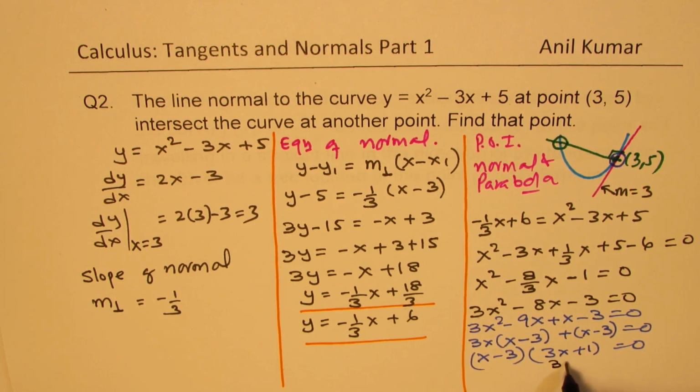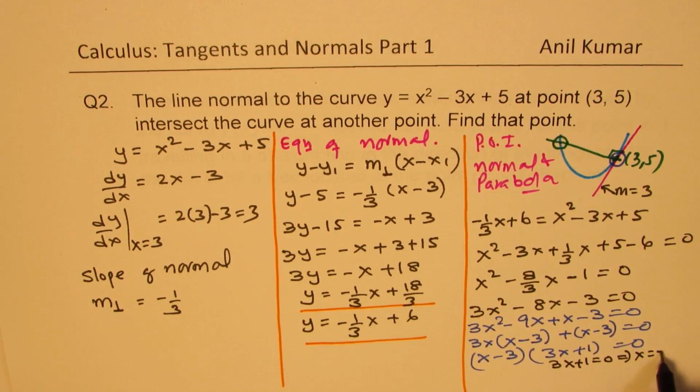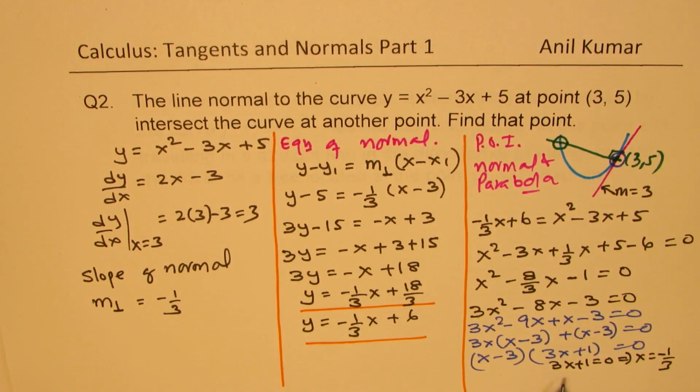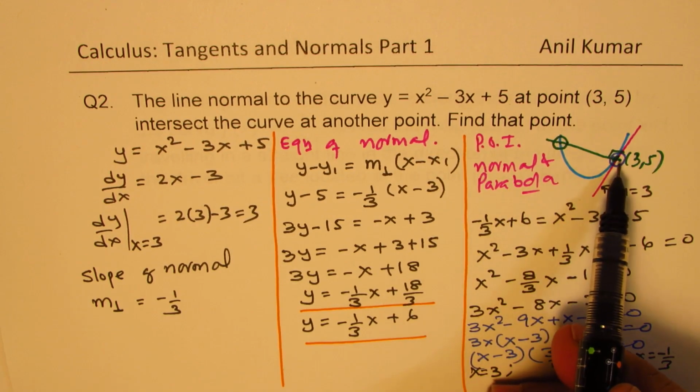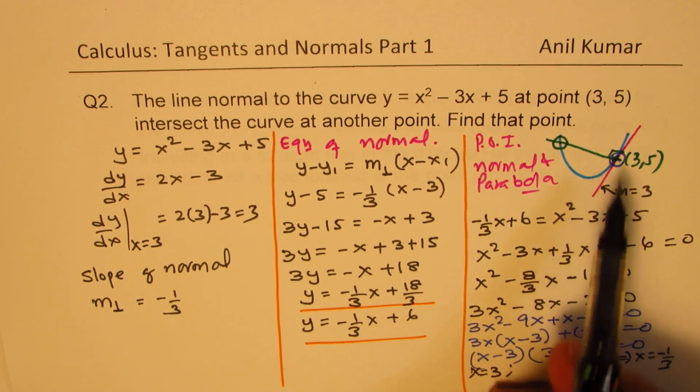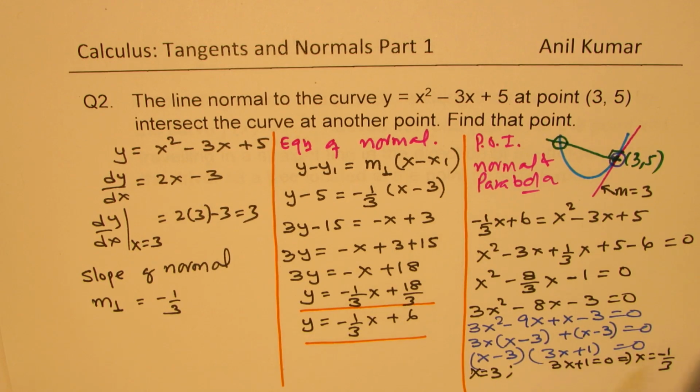The other point: 3x plus 1 equals 0 implies that x equals minus 1 over 3, correct? And the other factor gives you x equals 3. So these are the 2 points. One is, of course, the point of tangency also. For the other point, we can substitute the value of x as minus 1 over 3 and get the value of y. So y should be equal to minus 1 over 3 times minus 1 over 3 plus 6.